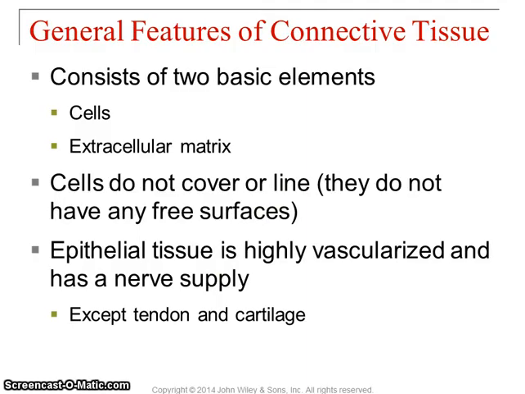Okay, so connective tissues have cells, but on the outside they have extracellular matrix, which is going to determine their function and their anatomy. So these cells are always between others. Remember, epithelial cells line spaces, so everything else is within other tissues. Connective tissue is highly vascularized and has a nerve supply. Lots of blood flow, nerves running through it, except tendons and cartilage.